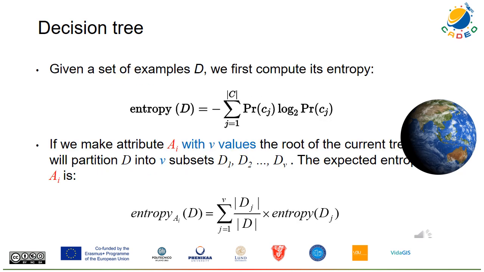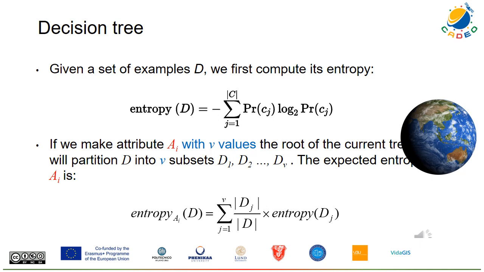Now let's look at how we can calculate information gain. Given a set of examples dataset D, we first compute its entropy. We have introduced this formula in the previous slide. Next, let's imagine we select attribute Ai as the root of the current tree. This attribute Ai contains V values. If we partition the data examples based on attribute Ai, this will partition the dataset into V subsets because it contains V values. Then we will get V subsets D1, D2 till DV.